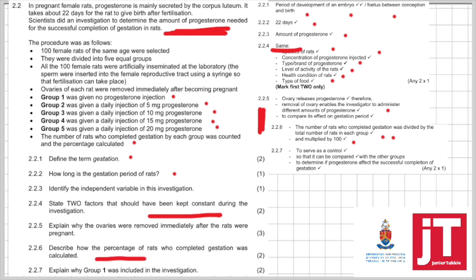And then 2.2.7, explain why group 1 is included in the investigation, where there was no progesterone. That serves as a control, so it can be compared with the other groups to determine if progesterone affects successful completion of gestation.